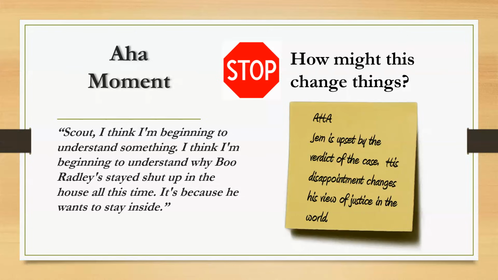So on my post-it note, I write, aha. And Jem is upset by the verdict of the case, and his disappointment changes his view of justice in the world. Again, when you notice the signpost, you stop, you highlight the signpost in the book, and then in the margin or on a post-it note, you write your answer to the anchor question.